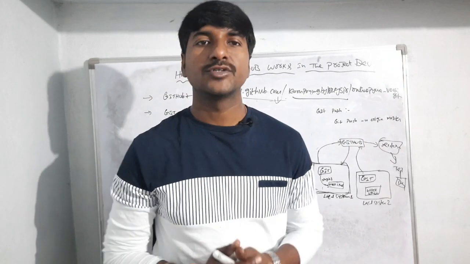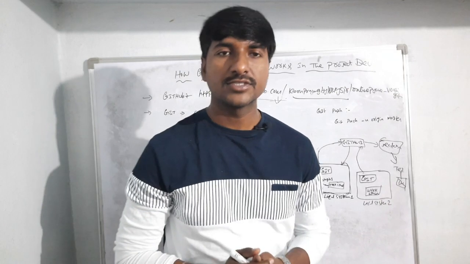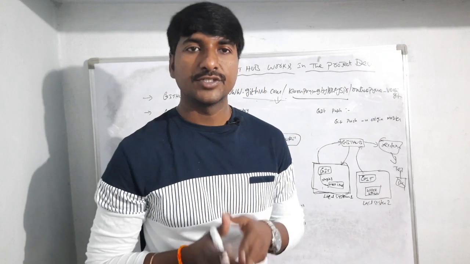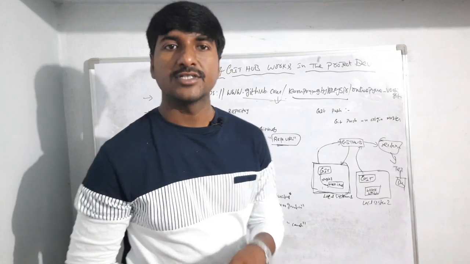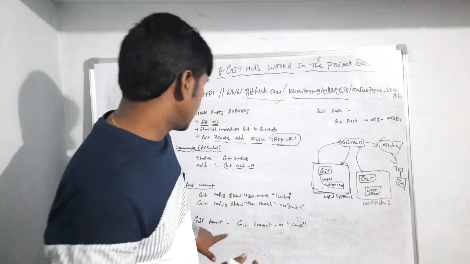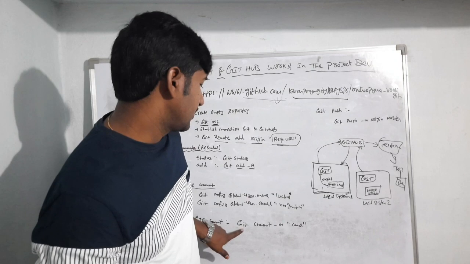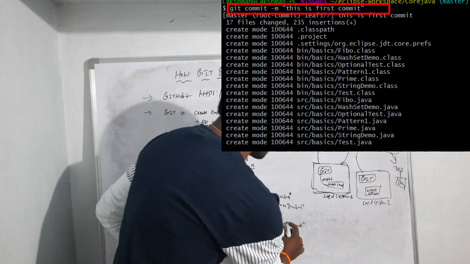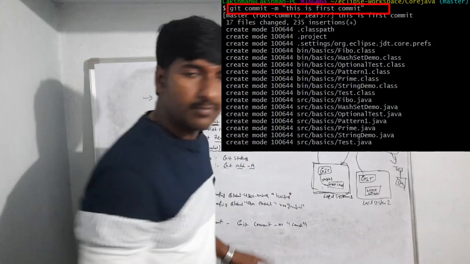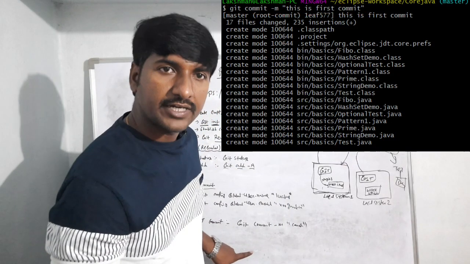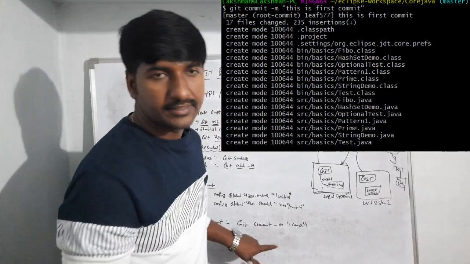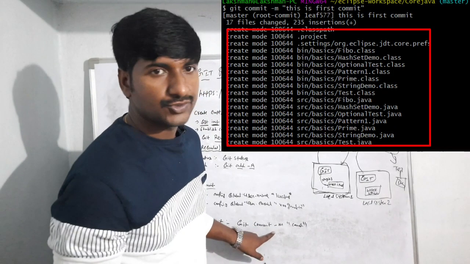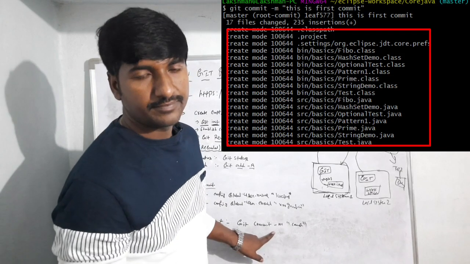Now we have to use the commit command. By using the commit command, we send our source code into the Git repository, that means the local repository. Here is how you write the commit command: git commit -m, and within double quotation you write a comment about that commit. That means you are committing your entire source code into the local repository.